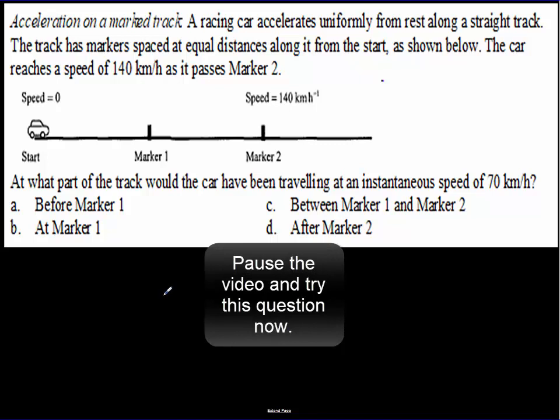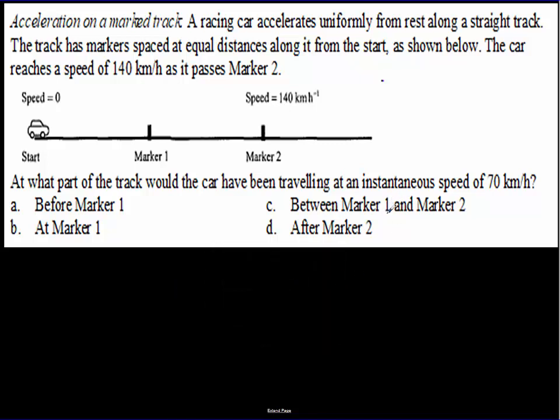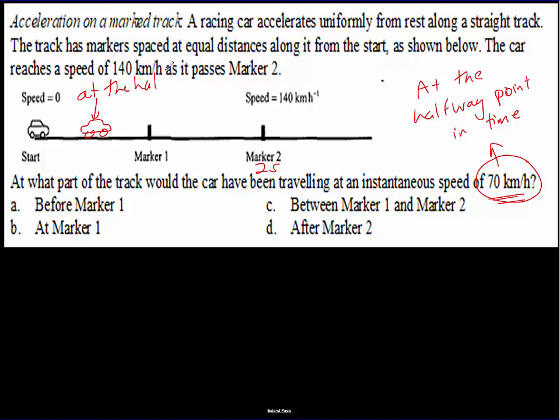Pause the video, read the question, try it out, come back for the answer. So if it's got a constant acceleration, it's going to reach a speed of 70 kilometers per hour at the halfway point in time. So if, for instance, it took 2 seconds to reach a speed of 140 kilometers per hour, it would have taken 1 second to reach this speed of 70 kilometers per hour. But keep in mind, at the beginning, it's going slower. At the end, it's going faster. So if you're going slower, you don't go as far in the same amount of time. So the car is going to be in here somewhere at the halfway point in time. So the answer is A before marker 1.